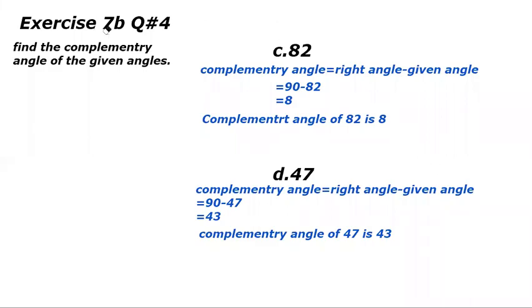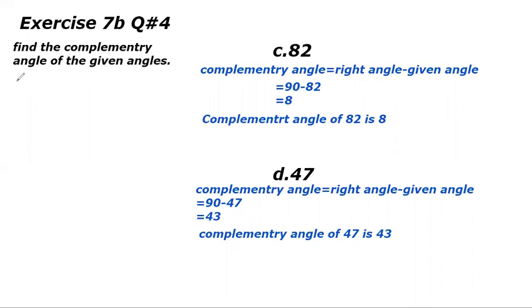Students, today we will do exercise 7B, question number 4. The question is: find the complementary angle of the given angles. We have to find the complementary angle. This is the unknown angle. We don't know what the complementary angle of the given angles is.